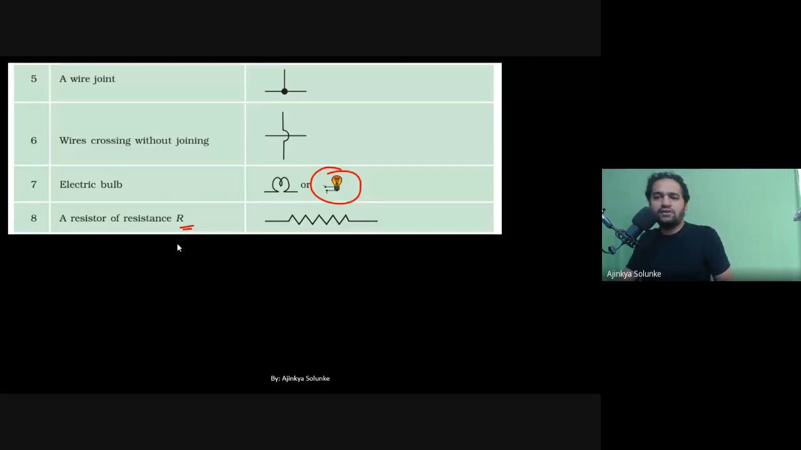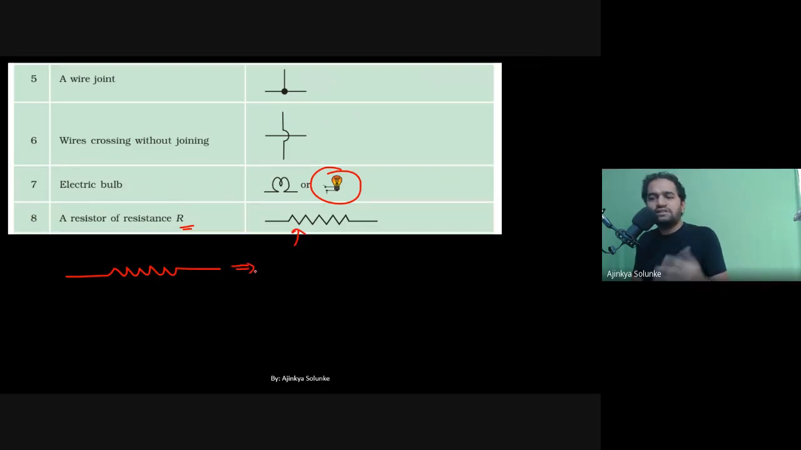But are you not curious what about other devices? Like we have fridge, we have TV, we have fan, and there is no symbol for it. So we have a special symbol for it, and that is this one. Symbol of resistance, this one. So what does this mean?